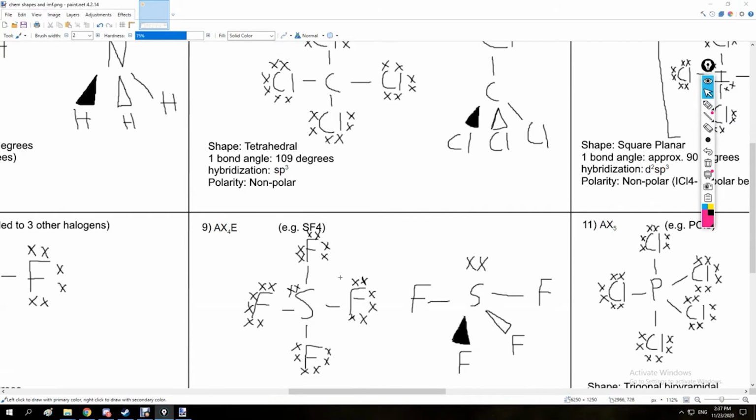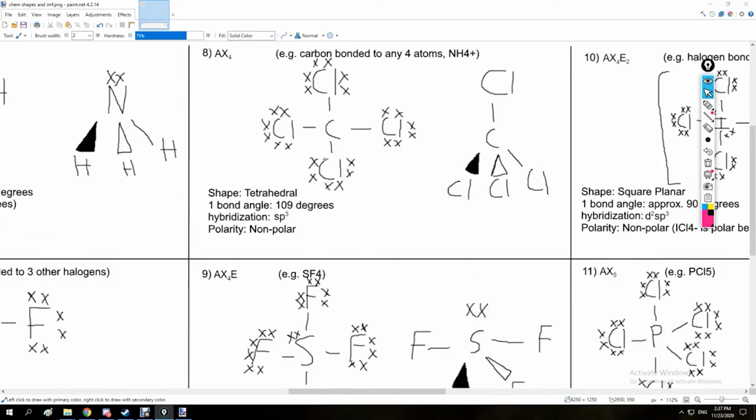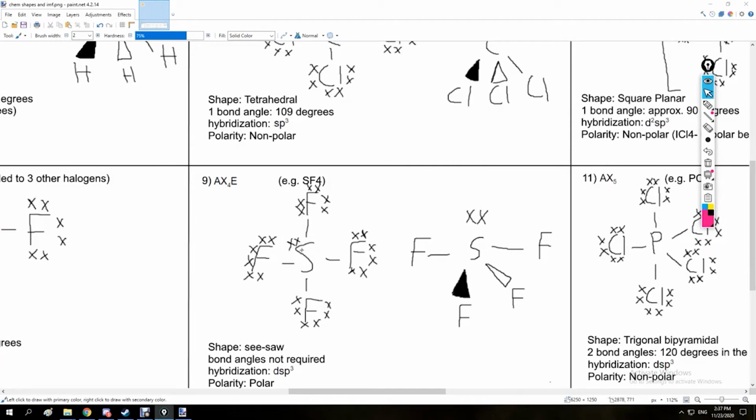Next shape, AX4E. The Lewis structure is the same as the previous shape, but with an extra lone pair on the central atom. This is actually going to be called seesaw. It looks like this. It's a bit hard to visualize, but you can think of the lone pairs and the F's forming a triangle. So these are actually perpendicular to this plane. So it's a non-planar shape because it has 2 planes.